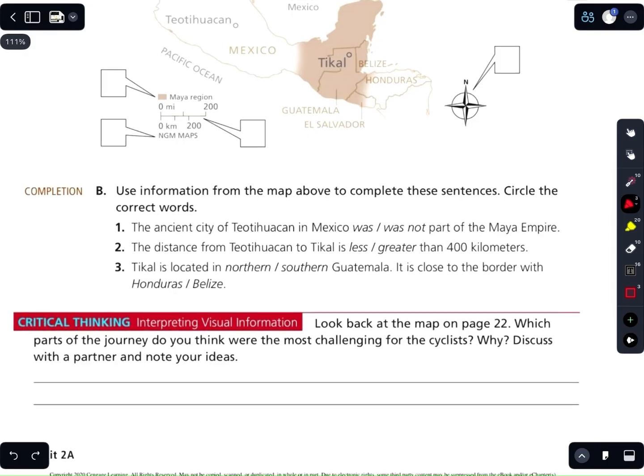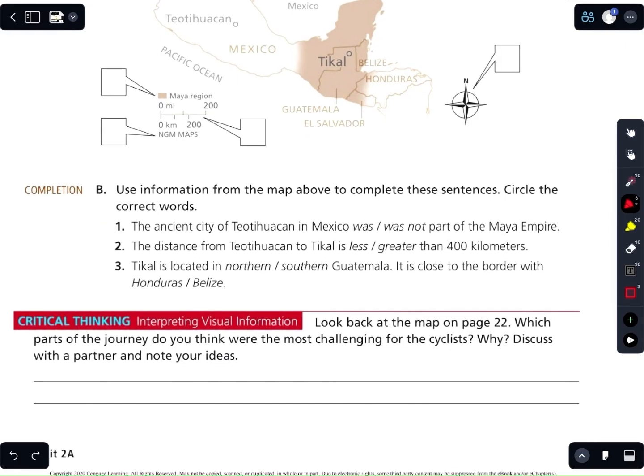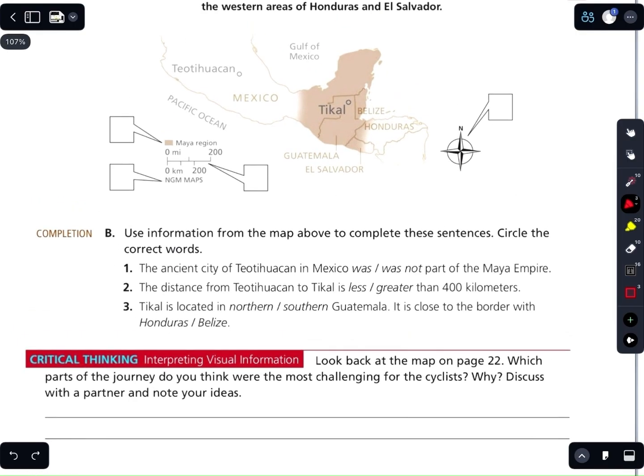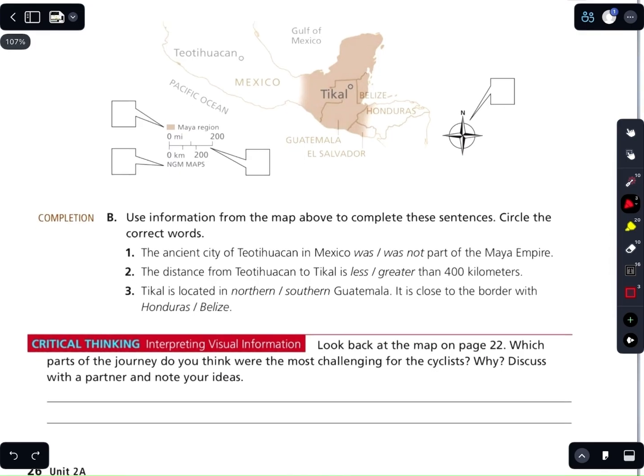B here. Use information from the map above to complete these sentences. Circle the correct words. The ancient city of, and I always say this wrong, Teotihuacan in Mexico was or was not a part of the Maya Empire. So you can use the map to actually find your answers. It's really great. You have information on the map, and you can see what is true and what is not.